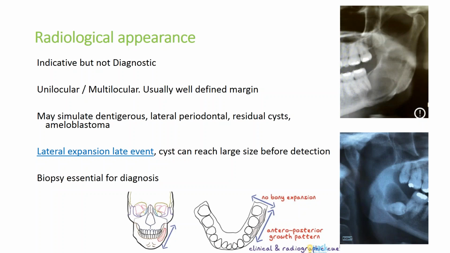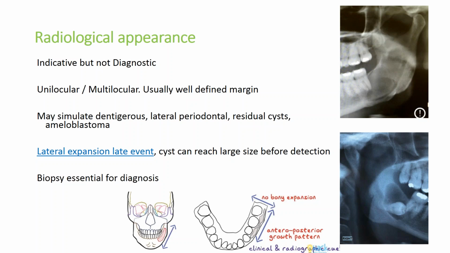So radiological appearance, as we just said, is indicative but not diagnostic. These are unilocular or multilocular, usually with well-defined margins or scalloped margins. Interestingly, lateral expansion is late. They tend to grow through the cancellous bone anterior-posteriorly before they start eroding the cortical bone on the outside, and the eggshell crackling comes much later. They try to grow lengthwise, and then at a later part they could expand.